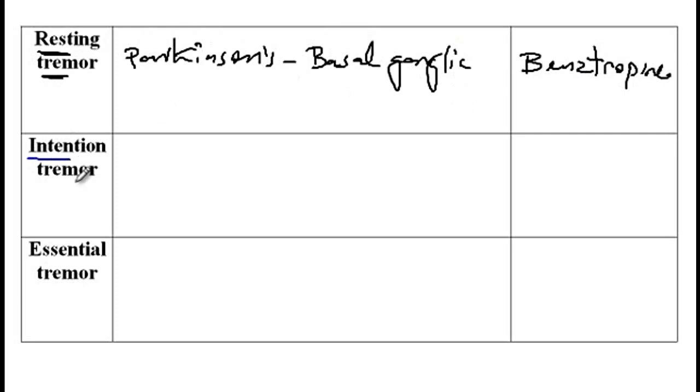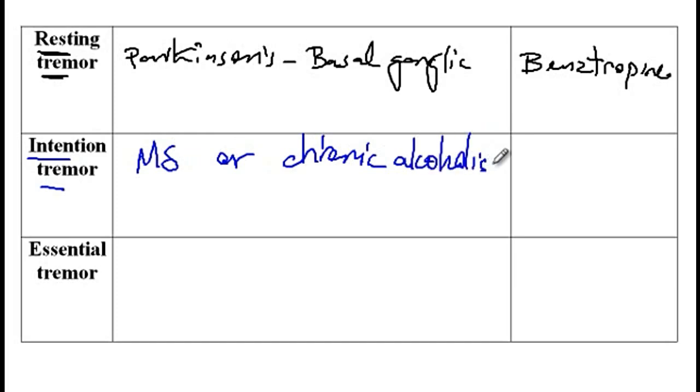Next, we have intention tremor, where the patient doesn't have tremor at rest, but develops tremor at the end of purposeful movement. For instance, once they're trying to grab onto an object, that's the time they develop their tremor. This tremor is seen in patients with multiple sclerosis or in chronic alcoholism due to damage to the cerebellum. And thus, for the same reason, the other name for intention tremor is cerebellar tremor.